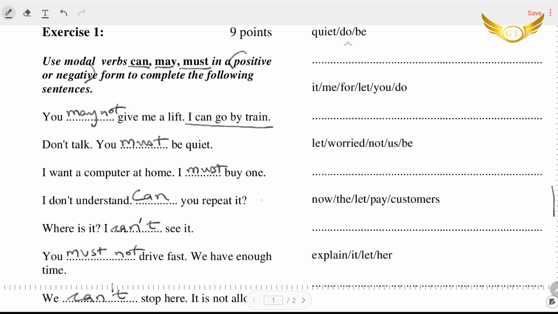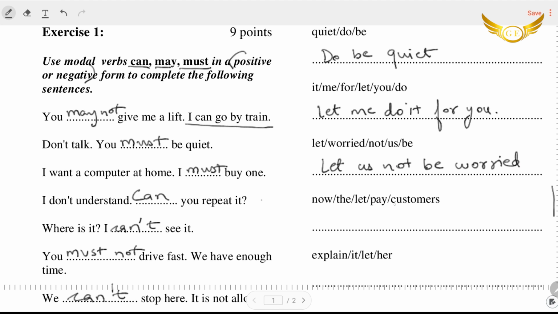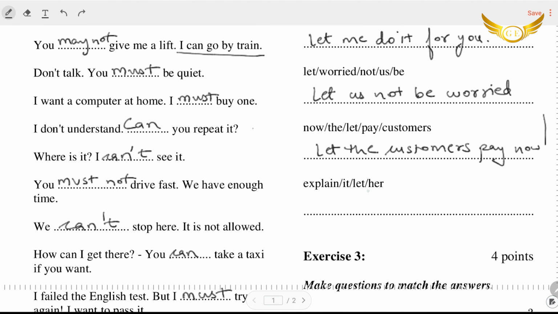The next one. Quiet, do be. Do be quiet. It me for let you do. Let me do it for you. That was easy. Let worried not us be. Again, let us not be worried. Now the let pay customers. Let the customers pay now. Next one. Explain it, let her. Let her explain it. I think these sentences make the most sense.